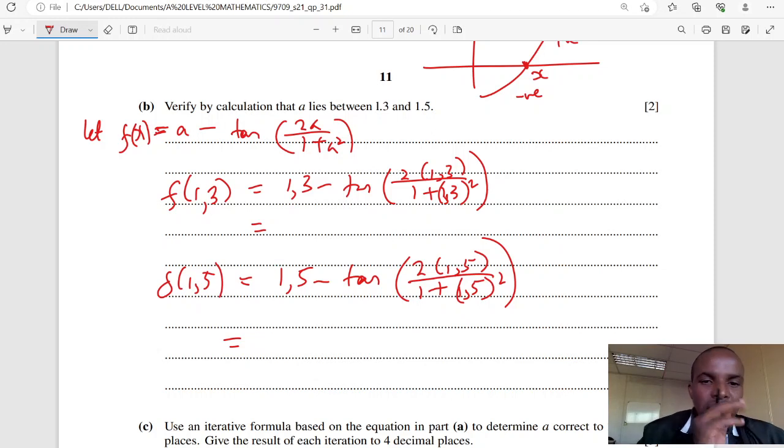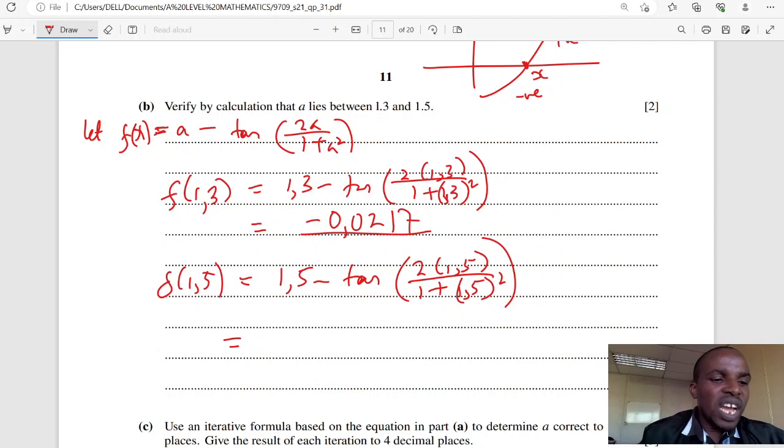Then you can simplify. Get your answer here. Make use of a calculator. So it's 1.3 minus, just punch in your calculator. Then it's tan, and make sure your calculator is in radian mode, right? Make sure your calculator is in radian mode. So it will be 2 times 1.5 over 1 plus 1.5 squared. Close bracket, you get negative 0.0217 to 3 significant figures.